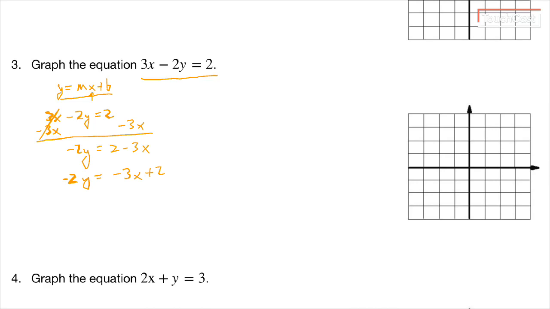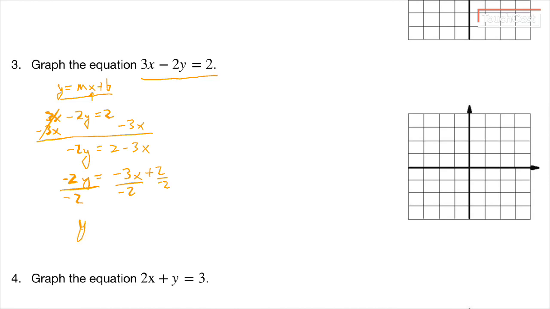But now the y is still not alone. I need to get it alone, so I'll divide it, because it's being multiplied. I'll divide it by negative 2. And what I do to that side, I have to do to the other side, so each term has to be divided by negative 2. Each term. Be very, very careful.